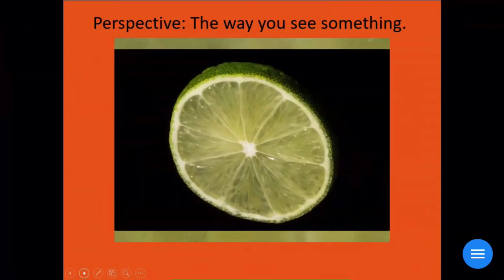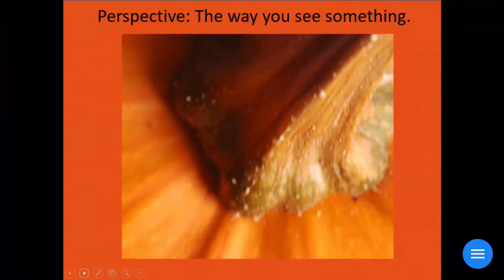It's a lime slice. Look very closely at all those wonderful little pockets of fluid that you can find inside of citrus fruit. We got one more. Can you tell what this is?